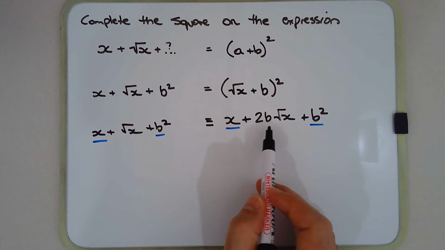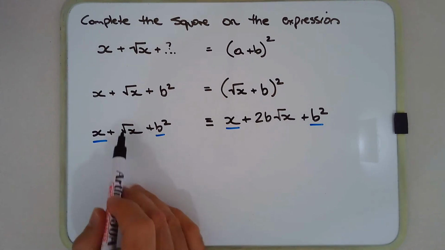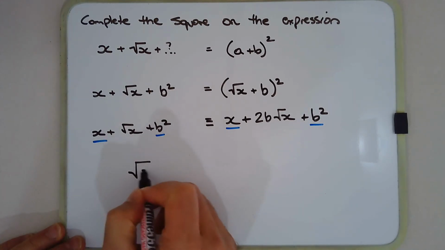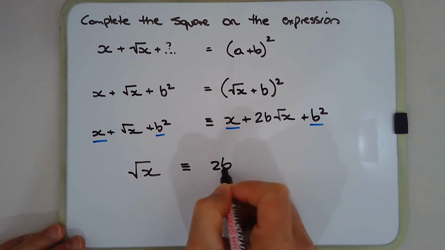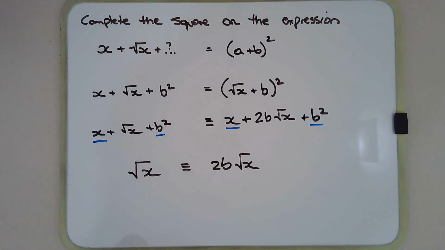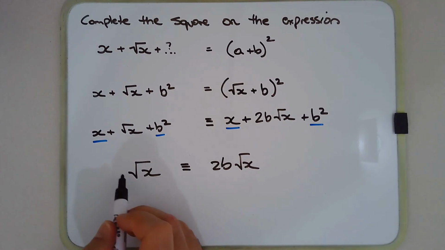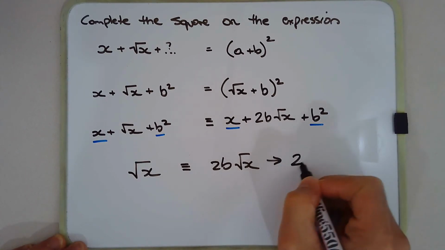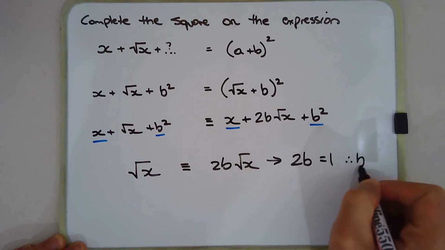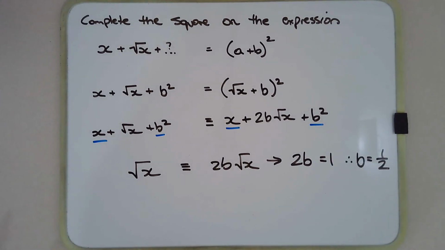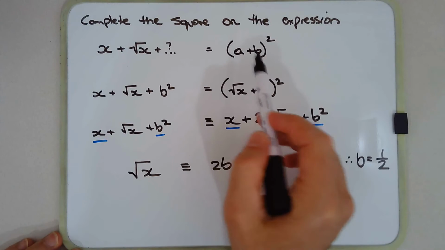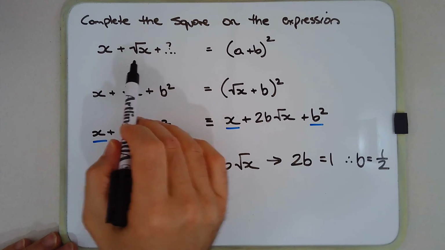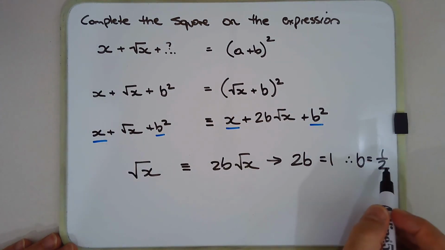And 2b root x is equivalent to this term here, root x. So let's just focus on this middle term here. Root x is equivalent to 2b root x. Therefore whatever is the coefficient of square root of x on the left hand side should be equal to 2b. So in other words, 2b equals 1, therefore b in fact equals half. So let's go back to our original expansion then. There's the expansion and there's the factorized version. We've got b equals half.